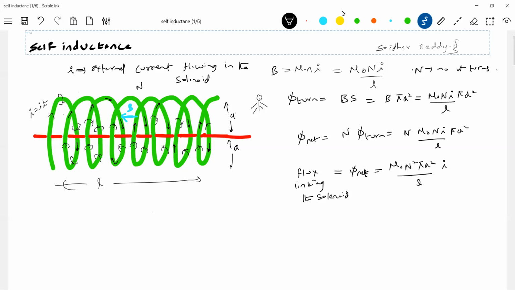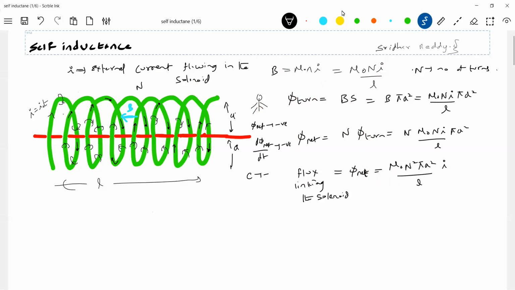So if I is variable, B is variable. If B is variable, the flux linking each turn is variable. Then the flux linking the total solenoid is variable. So according to this observer, the flux increases, d phi by dt is positive.